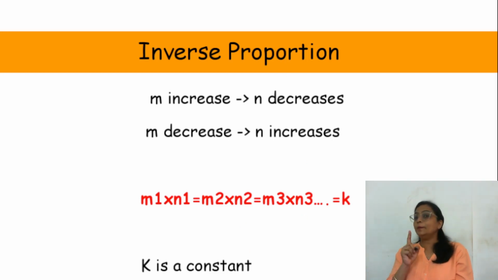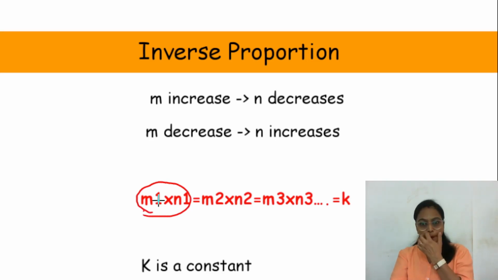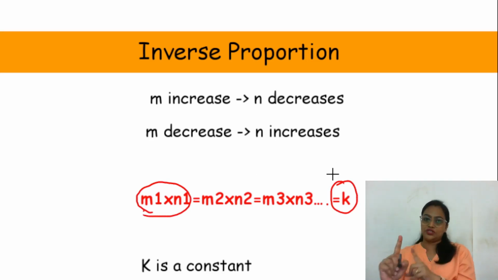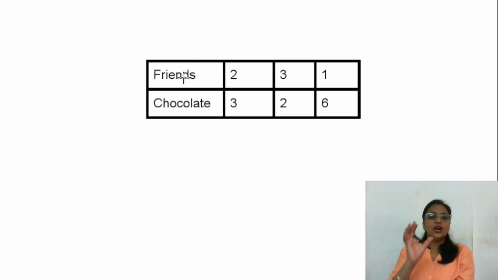Why am I saying it may be the case? Because there is one more condition which needs to be satisfied. That is, the multiplication of both the quantities, or both the things which are given, should be equal to one constant. Now, to understand this, we'll take the example of a chocolate and some friends. Okay.